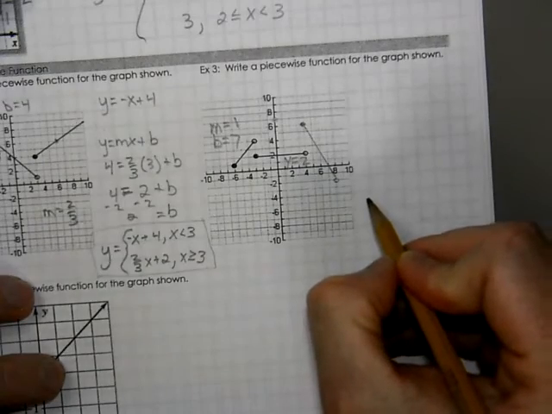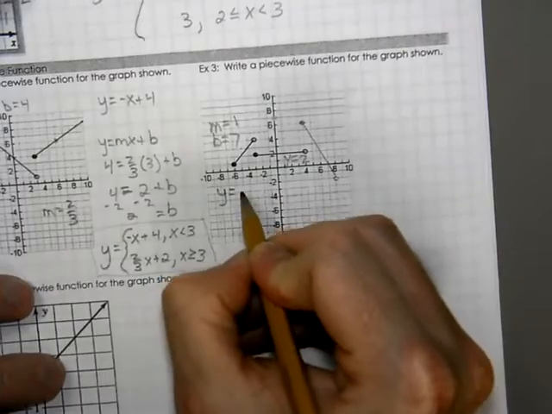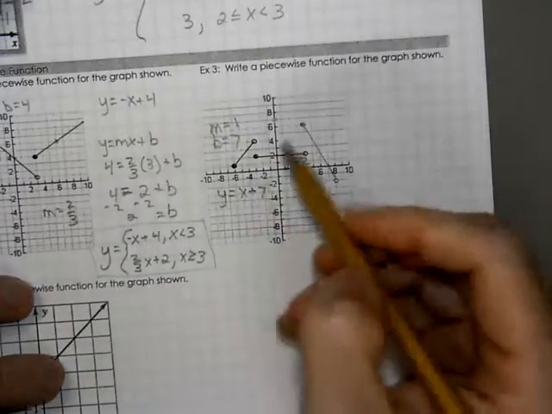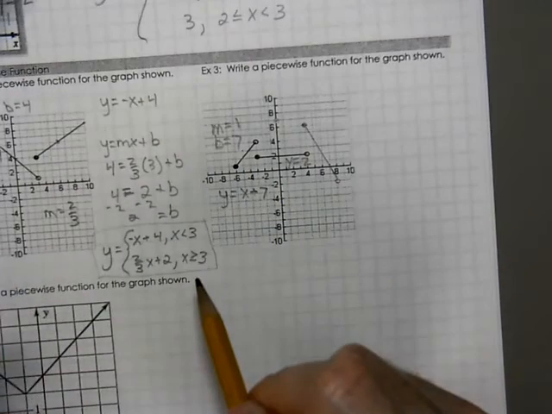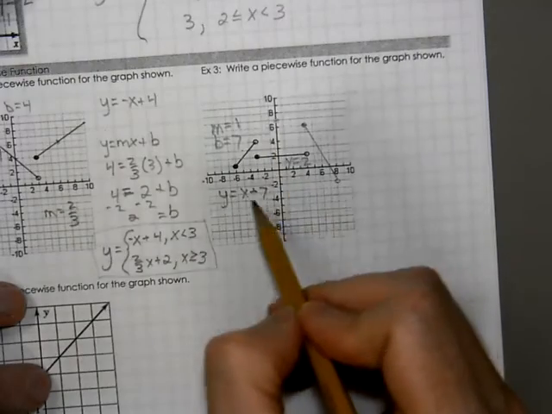So we're going to get an equation of y equals x plus 7. It has a positive slope because it's increasing to the right. And it looks like if we extended it, it would cross at 7.